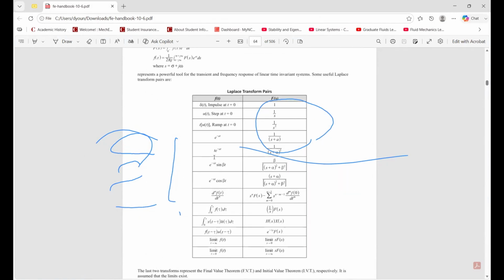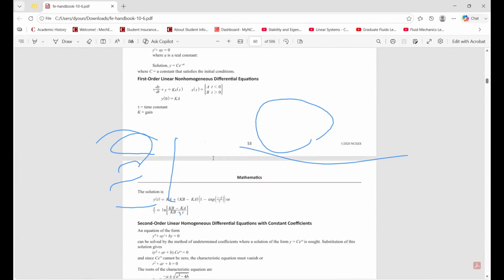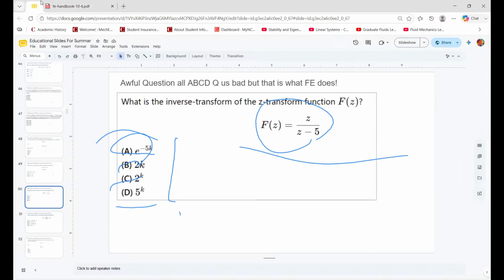Because without a Z table, this is controls. Why would you not give me a Z table? Okay, I'm actually just going to look up Z tables on my phone. I'm going to look up how to do a Z transform on my phone and just, you know, yeah, here it is.